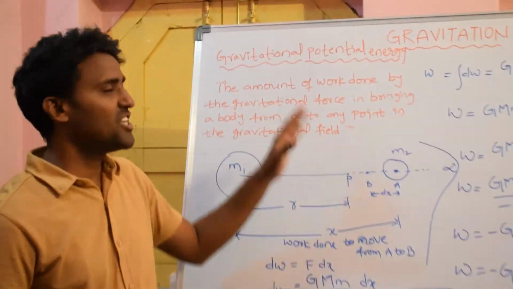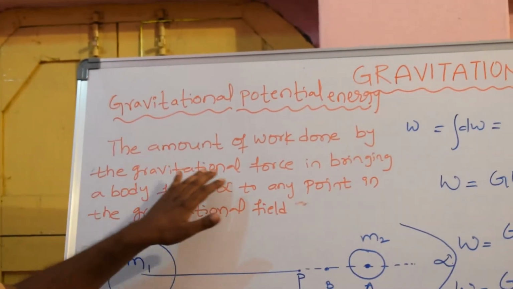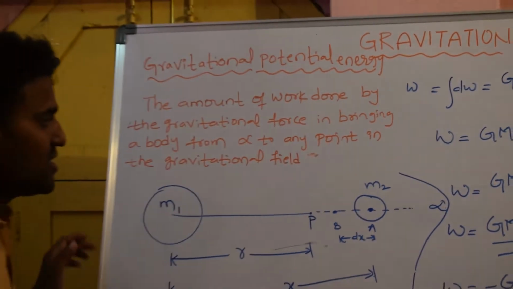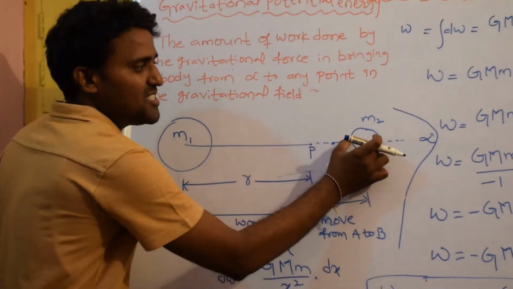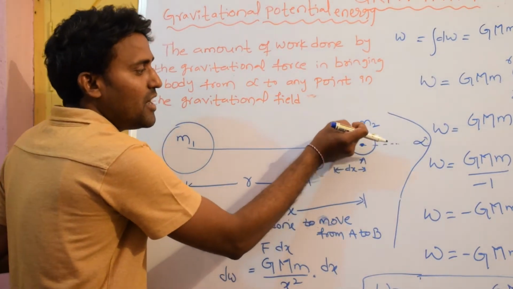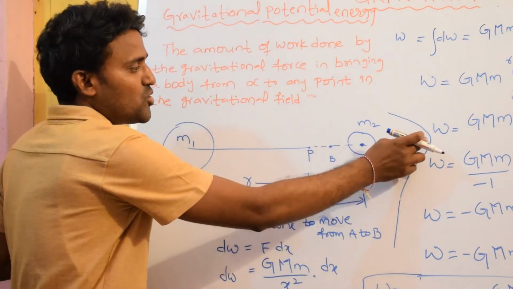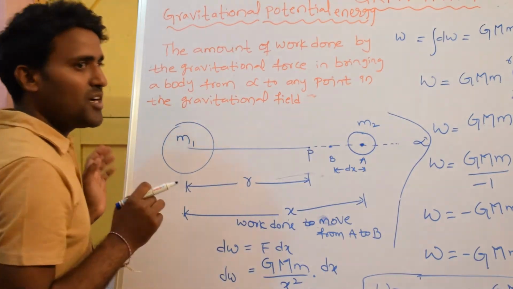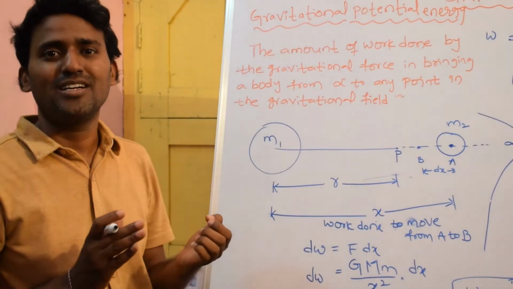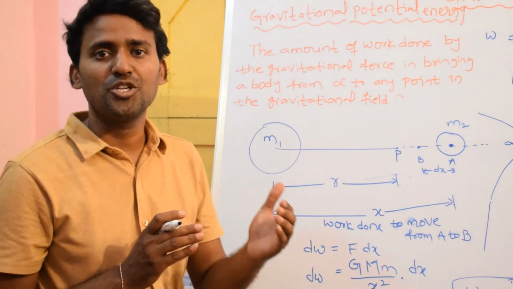What does potential energy mean? Gravitational potential energy means the amount of work done by the gravitational force in bringing a body from infinity to any point in the gravitational field. See, this object M2 is at infinity. The work done to bring the object from infinity to any point in the gravitational field is nothing but the gravitational potential energy.